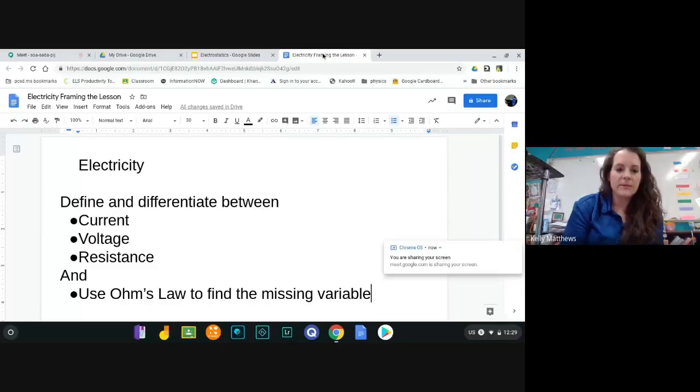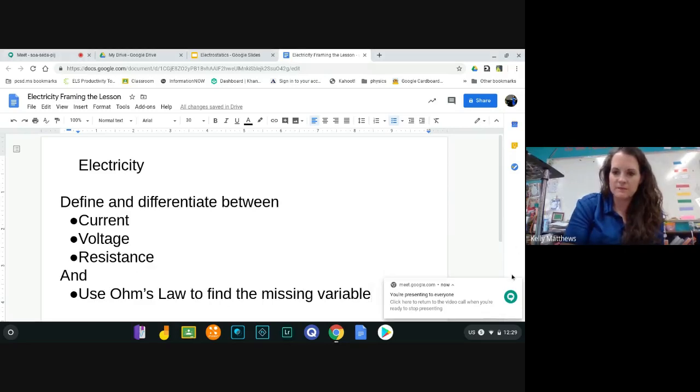Hey students, we are going to talk more about electricity. And so this time, we're going to talk about current, voltage, and resistance. We're going to know what they mean, know the difference between them, and we're going to relate them to Ohm's law, which is the main equation that deals with electricity and can give us some really useful things to find.